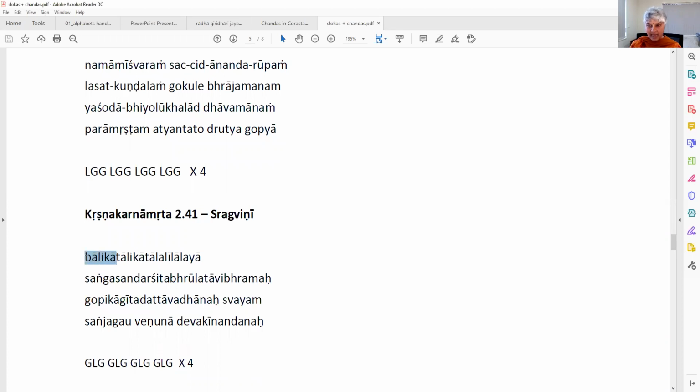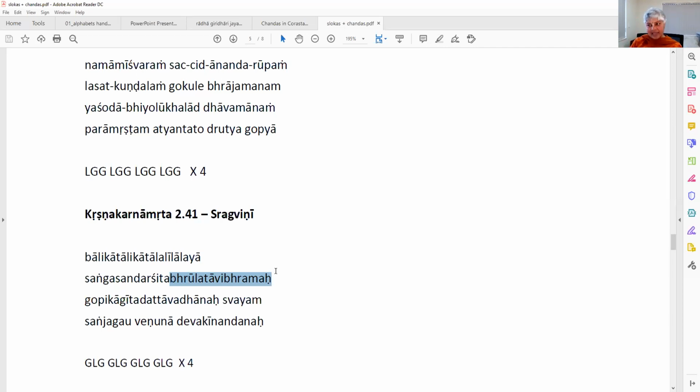So the words here are Balika, which is the gopis, Balika, Talika, so they are clapping. Tala means rhythm. Leela, so this whole Leela of the girls clapping in rhythm, Laya, Krishna is lost in that. Sanga Sandarshita, and he is with them. He's lost in it. And Bhru Lata Vibhramaha. He is moving his eyebrows, like a creeper, very nicely, in tune with the rhythm. Okay, so you can see that rhythm happening here.